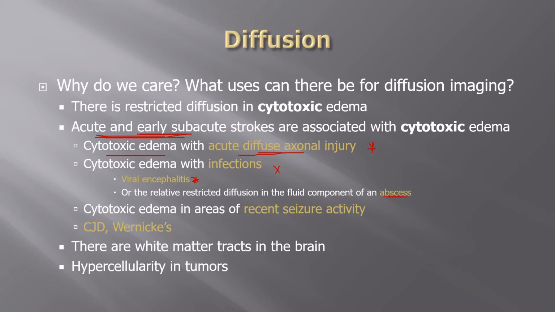In abscesses, you'll have a bright signal centrally because of the tenacious, thick material in the center of that, quote, cystic abscess. You'll also have areas of cytotoxic edema in recent seizure activity and a couple rare causes of restricted diffusion, CJD and Wernicke's encephalopathy. Of course, diffusion is very useful and has found a number of applications for looking at white matter tracks a little more specifically than you can see them on regular T2 or T1 images. Also, hypercellularity in tumors can be evaluated with diffusion weighted imaging or diffusion tensor imaging.